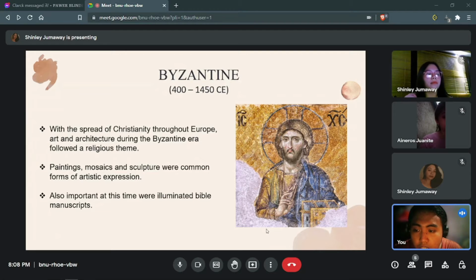They had paintings, mosaics, and sculptures as common forms of artistic expression. And it is also important that at this time Bible manuscripts were illuminated in art.